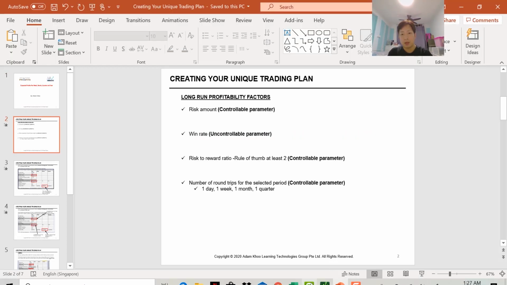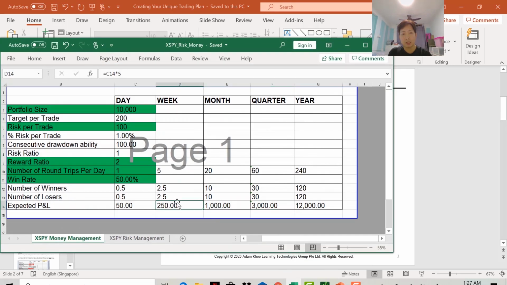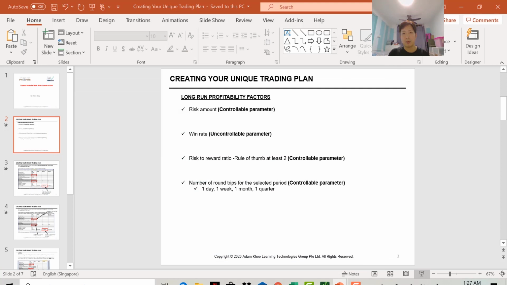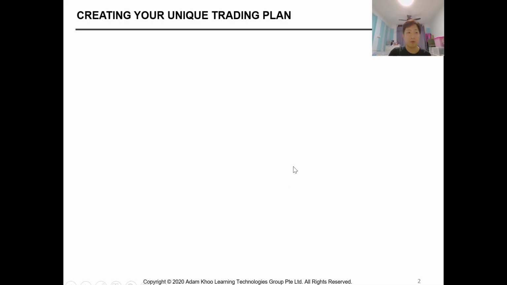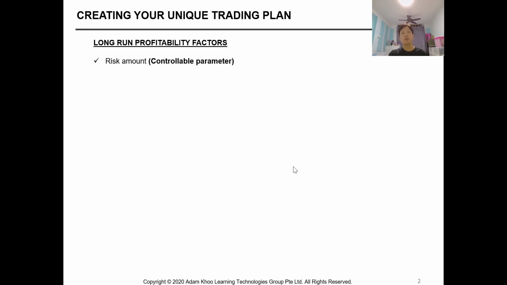Take note that you're going to use this Excel sheet, which we call the SPY money management Excel sheet. I'm going to explain in the slides first the parameters involved that will affect or improve your profitability. The first one is of course the amount of money that you're going to enter into the trade, which we call the risk amount. You can increase or decrease this based on your temperament. So what is the size that you are advised to do?